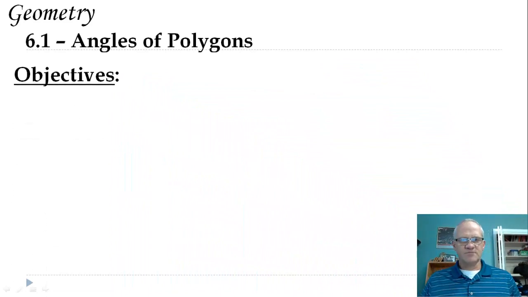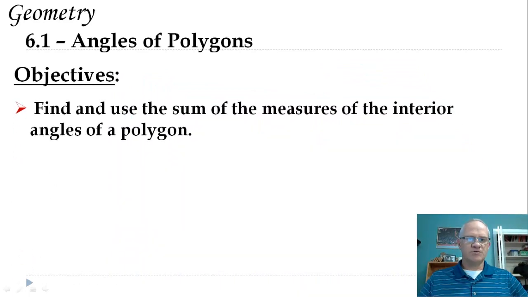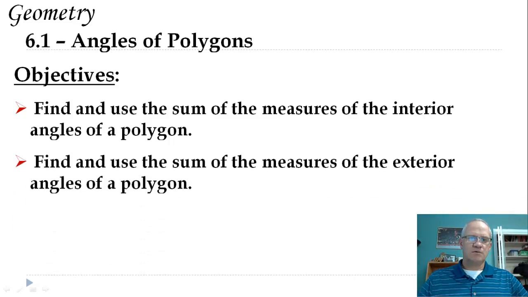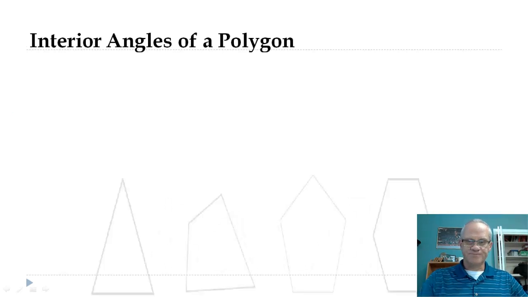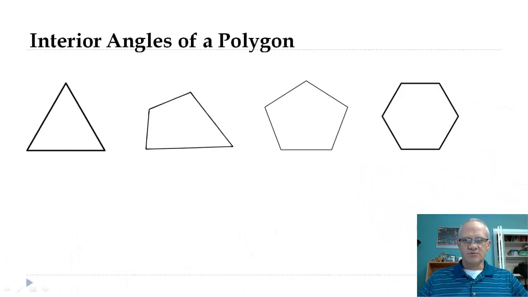All right, so today our objectives, number one, we're going to find and use the sum of the measures of the interior angles of a polygon. And then we're going to find and use the sum of the measures of the exterior angles of a polygon. Okay. All right, here's where we're going to start today.